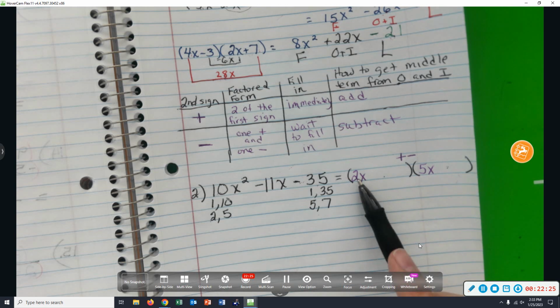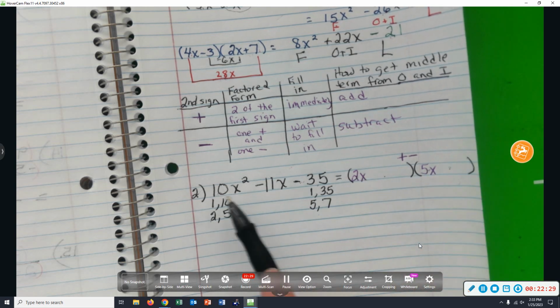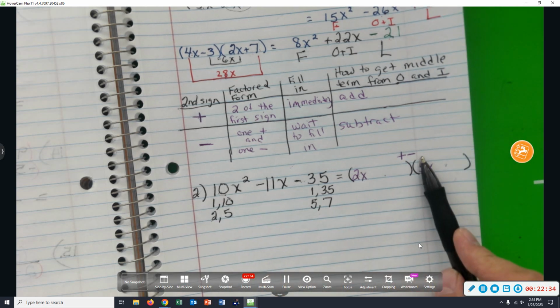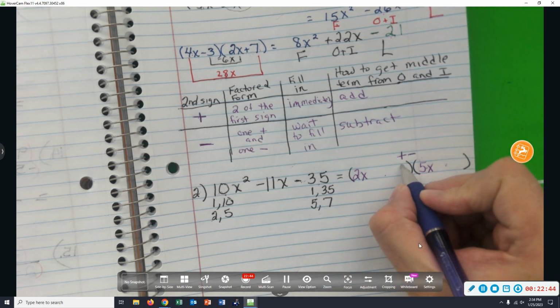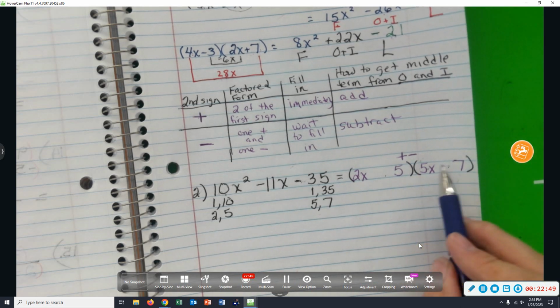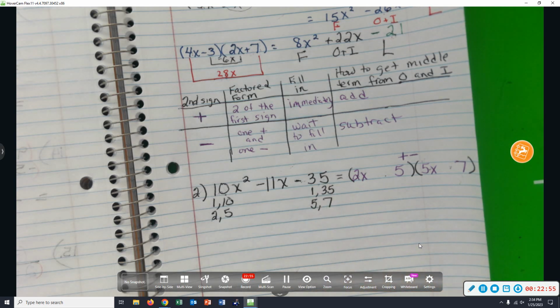If I started FOILing, if I multiply these first two terms together, will that give me 10x squared? Yeah, 2x times 5x. Now, what about the last two terms? Well, I'm going to try 5 and 7. Now, if I go 5 times 7, that'll give me 35. But again, I don't know where the plus or minus go yet.